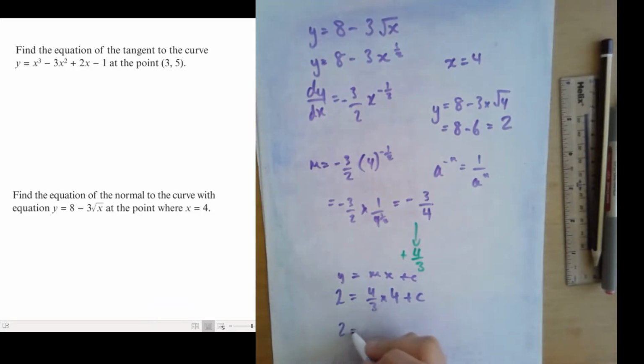So I've got 2 equals 16 over 3 plus c. 16 over 3 is the same as saying 5 and a third. So if I take away that from 2, I've got negative 3 and a third equals c. Therefore, you have y equals 4 thirds x take away 3 and a third. Okay, hopefully that should make sense.